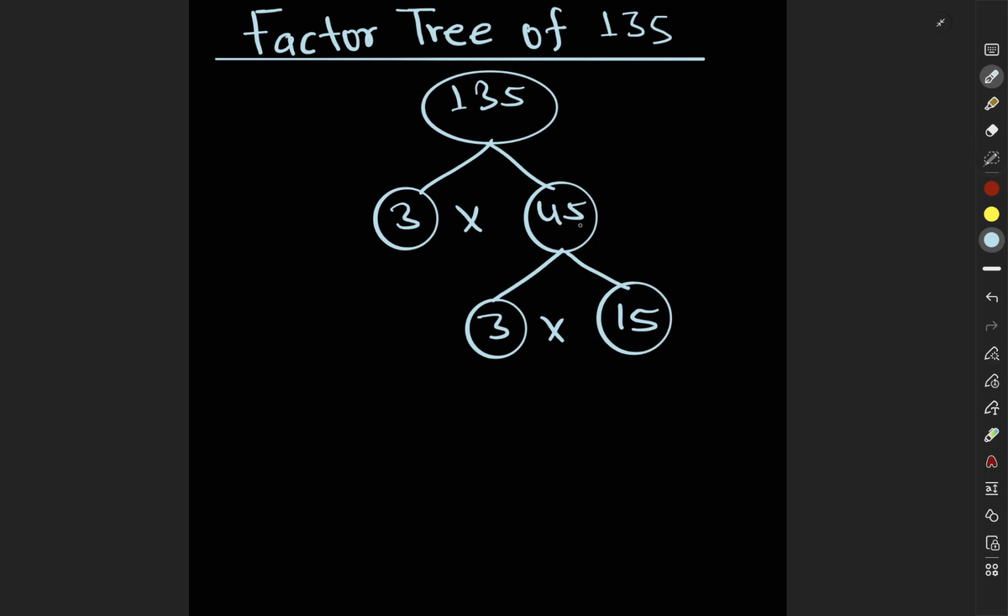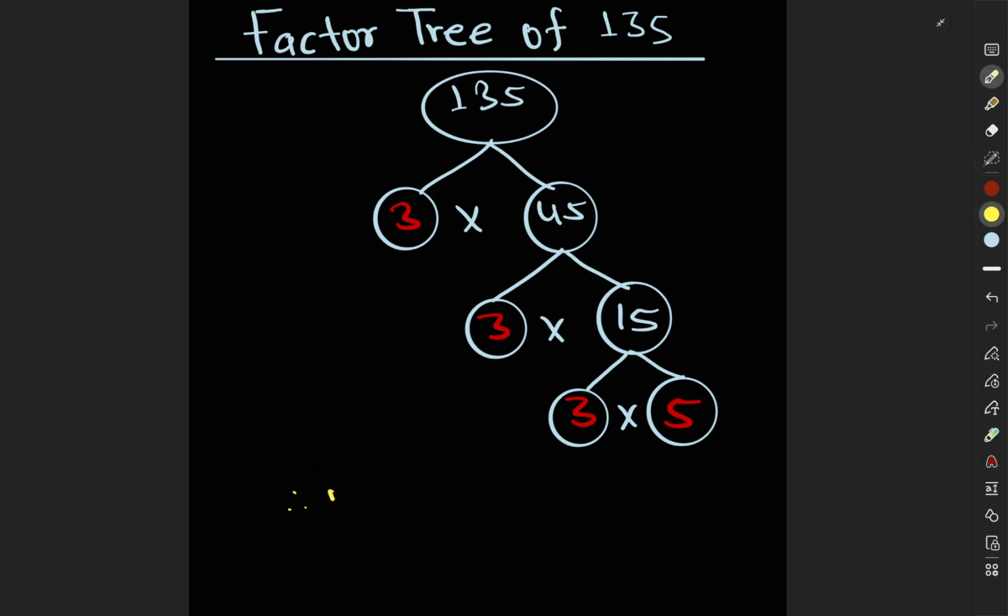3 times 15 means 45. Now 15 can be written as 3 times 5. 3 times 5 means 15. So now we have to select the prime numbers among these numbers. So the prime numbers here are 3, 3, 3 and 5.